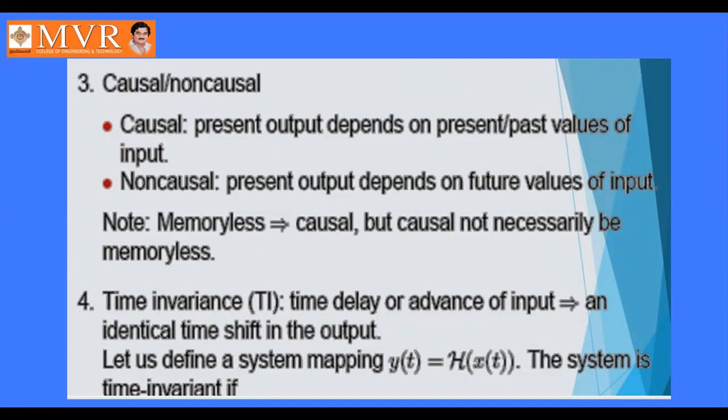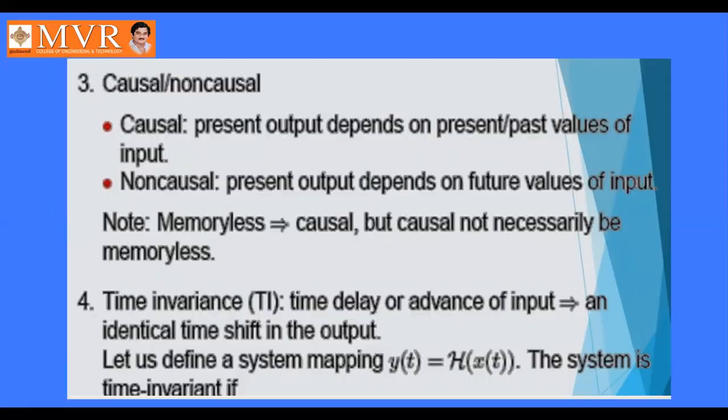Note: memoryless implies causal, but causal is not necessarily memoryless. Memoryless means there is no memory, so the present output depends upon the present input only. Similarly, a causal system means the present output depends on present or past values of the input. So these two are related. Memoryless gives rise to causal, but causal may not give rise to memoryless.